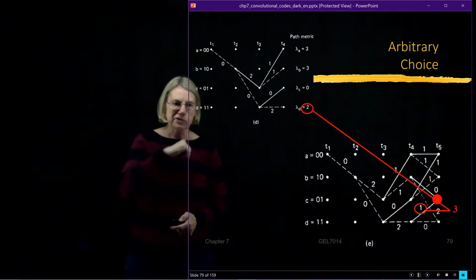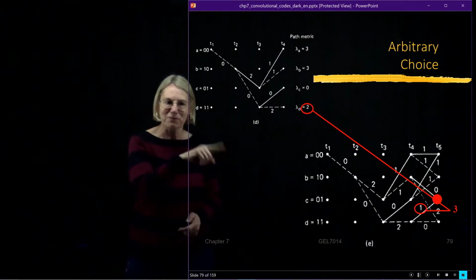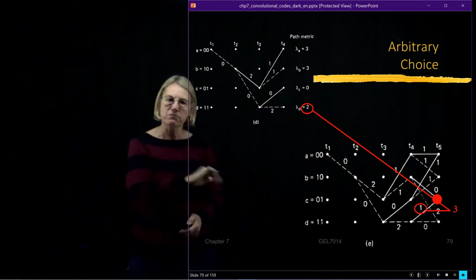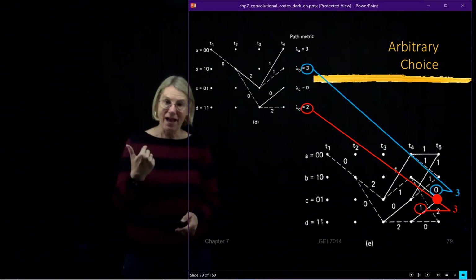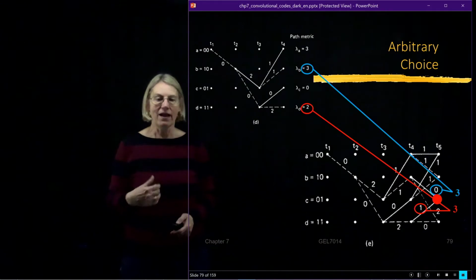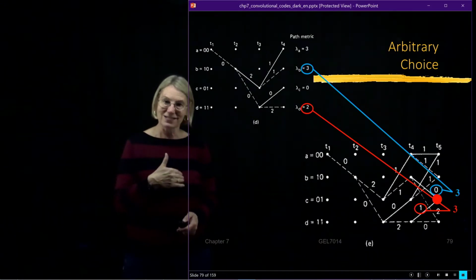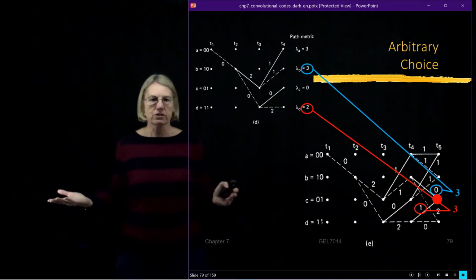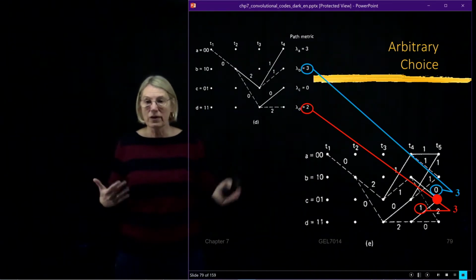The lower path, we're going to do the lower path first. The lower path came from state D, and it had a length of 2, and I'm adding 1 to it, it gives me 3. If I look at the upper path, it came from state B, and that had a length of 3, and now I add 0 as my branch metric, I get 3 and 3. Okay, now what do I do? Well, they're both the same.